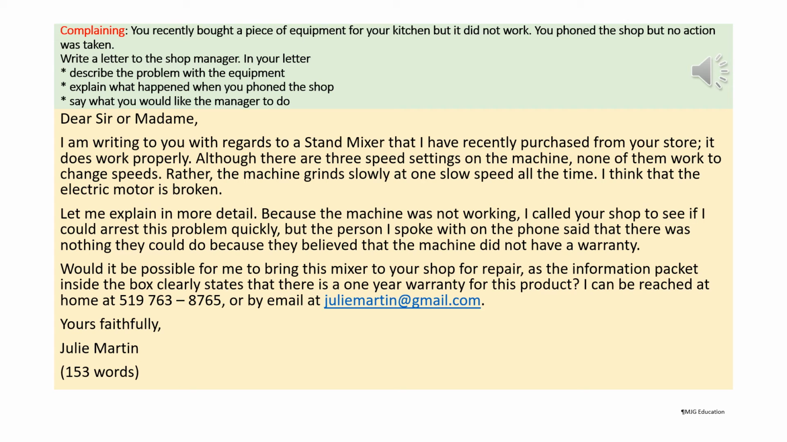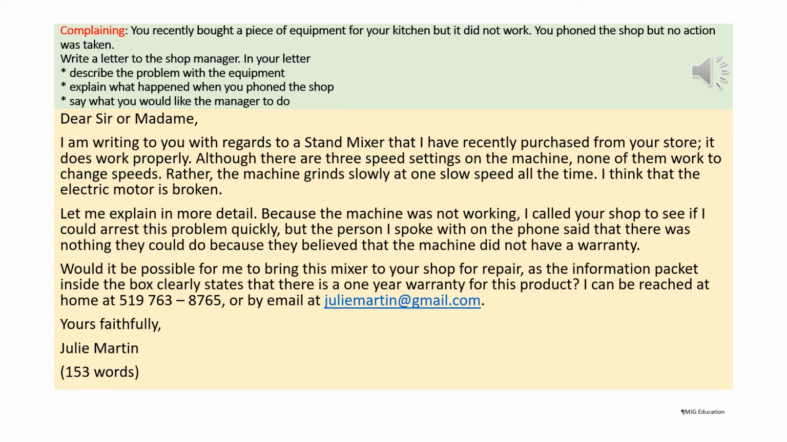In part 3, we go with that question form. Would it be possible for me to bring this mixer to your shop for repair, as the information packet inside the box clearly states that there is a 1-year warranty for this product? And then they say I can be reached at home, there's the telephone number, or by email at that email. As can be seen, the 3 bullet points are answered quite sufficiently.